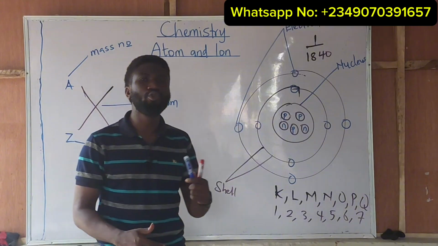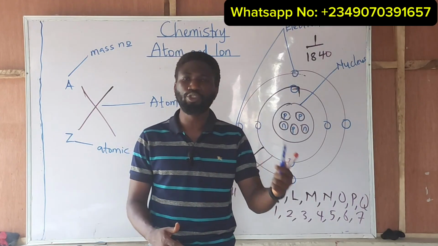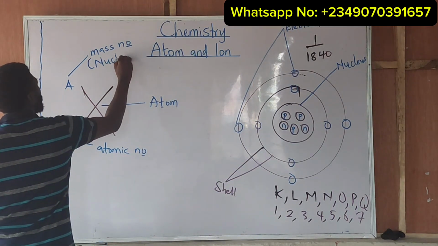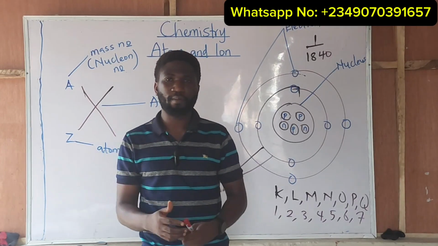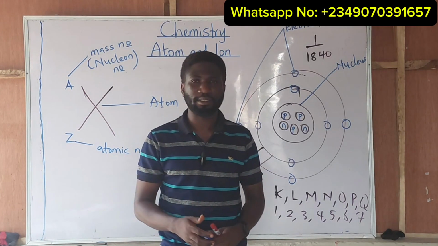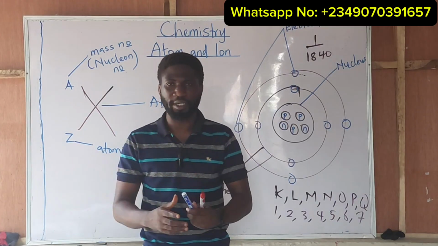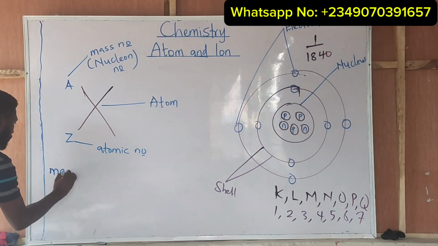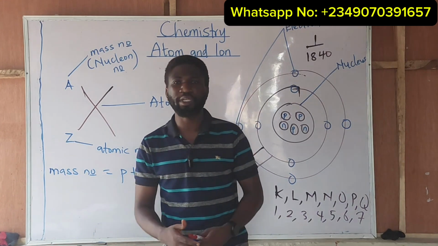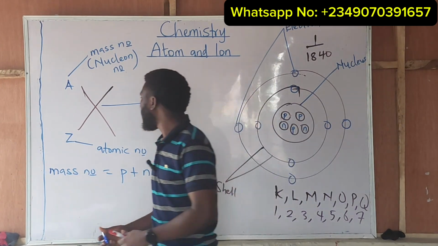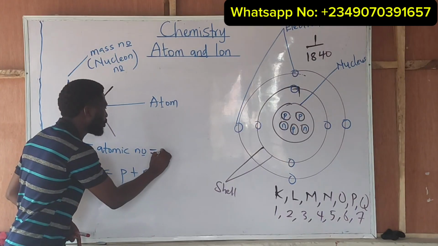Please take note of this, that the mass number of an atom is also known as the nucleon number. I didn't say nucleus now, I said nucleon number. And what makes up a mass number? The sum of proton and neutron will give us mass number. And I said Z here now, it is the atomic number. And another name for atomic number is the number of proton.